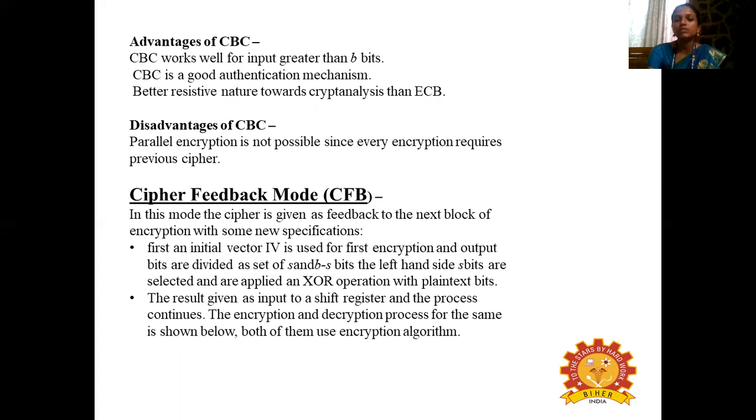To overcome this, we go for the next mode, cipher feedback mode. In this mode, the cipher is given as feedback to the next block of the encryption with some new specifications. First, an initial vector IV is used for the first encryption, and the output bits are divided into sets of s bits. The left-hand s bits are selected and applied in an XOR operation with the plain text.